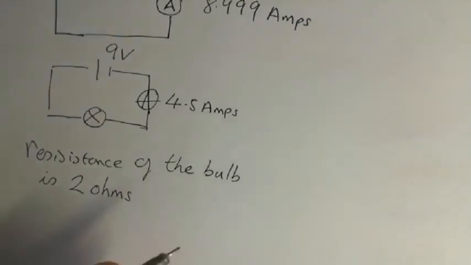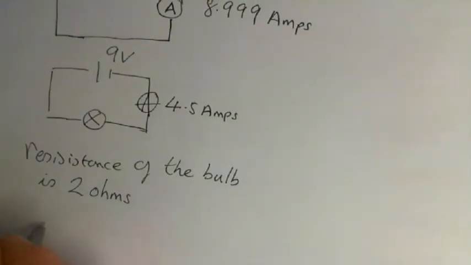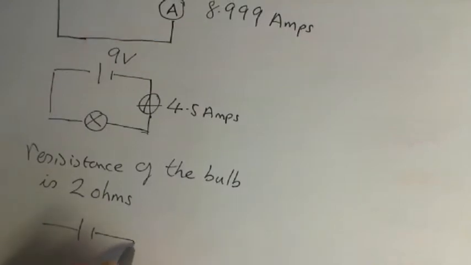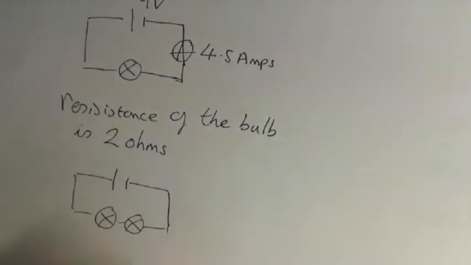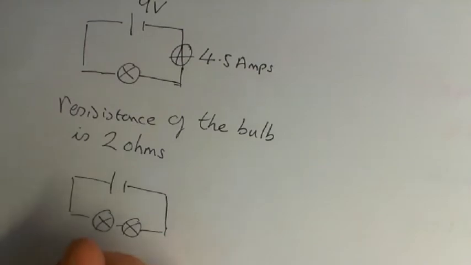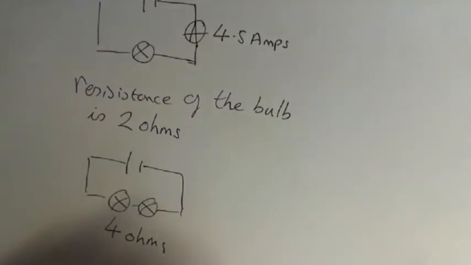Okay, so let's say that I put in 2 of these light bulbs now. What's the resistance going to be now? Well, I know that the resistance now is going to be 4 ohms, because this one was 2 and this one is 2. So the resistance will be 4 ohms.